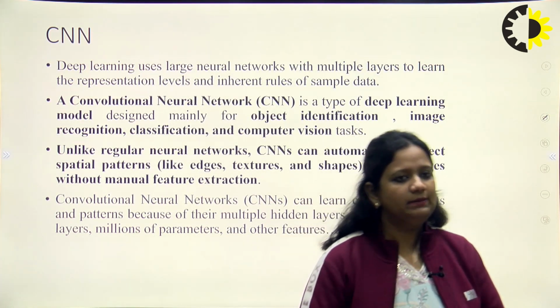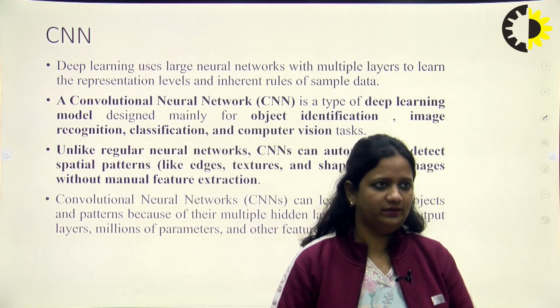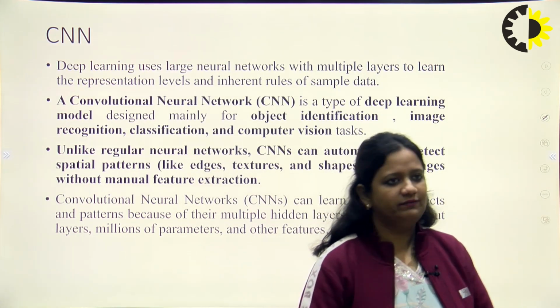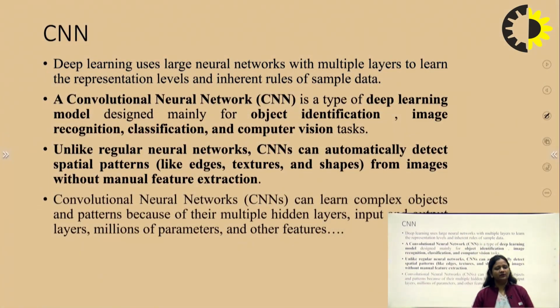So yes, deep learning uses large neural networks with multiple layers to learn representations and inherent patterns of sample data. In the artificial neural network, we have only 3 layers, that is input layer, hidden layer and output layer. But the convolution neural network is a large neural network with multiple layers. The layers are not fixed to just input, hidden and output layer. There are multiple layers in the convolution neural network.